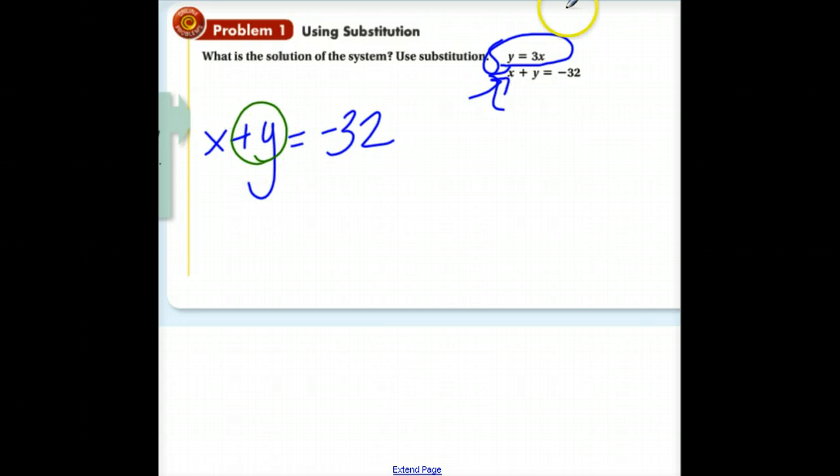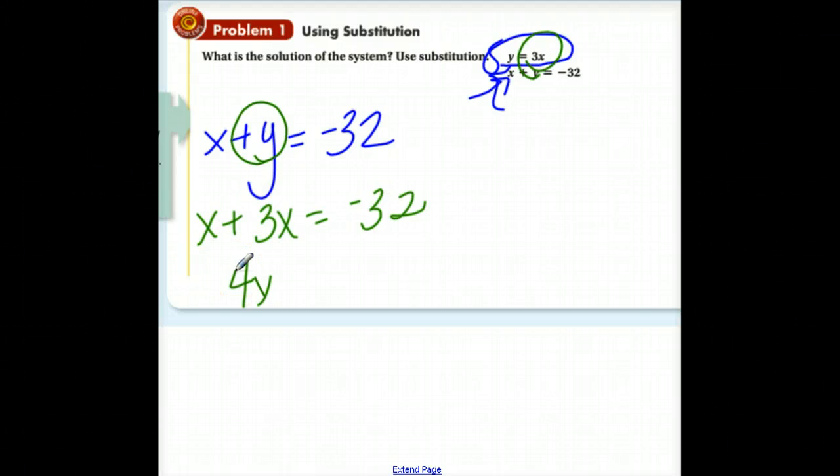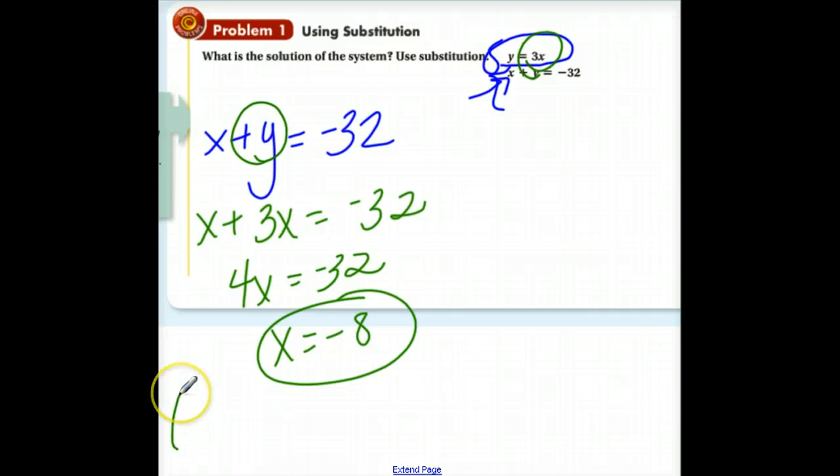and wherever I see a y, I'm going to substitute 3x. So rewriting, x plus 3x, because that's what my y equals, equals negative 32. x plus 3x is 4x. Divide both sides by 4, x equals negative 8. So we just found our x value of our ordered pair, or the solution to this system.